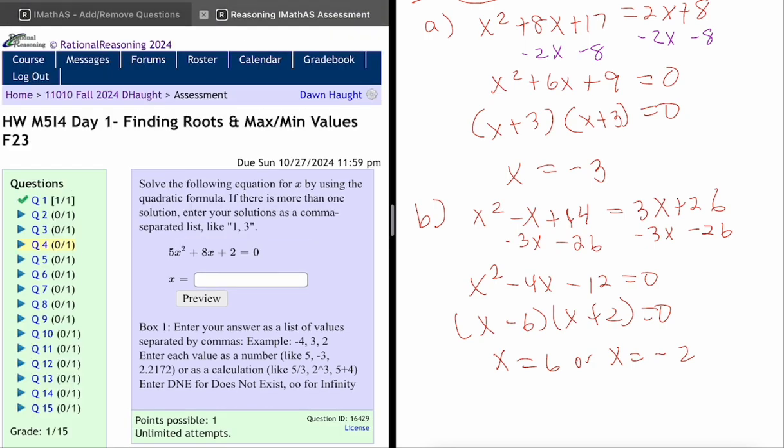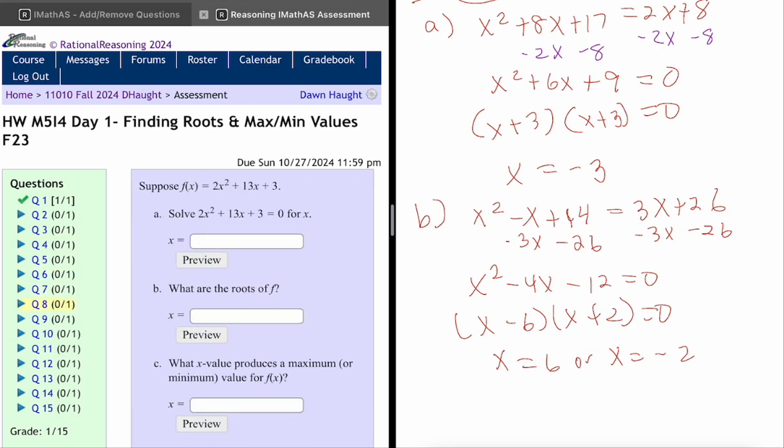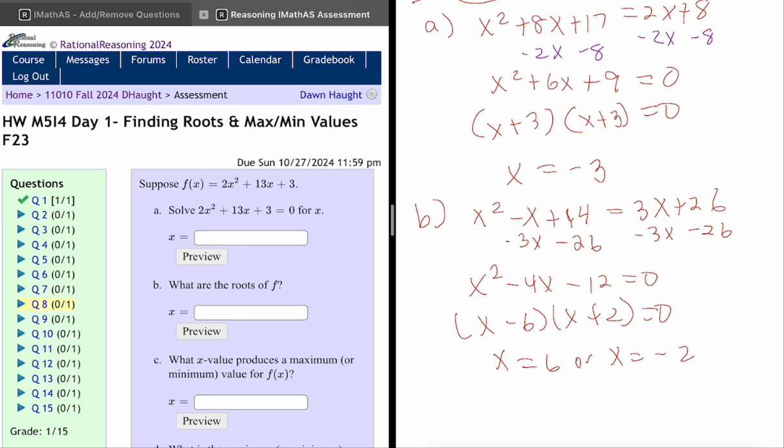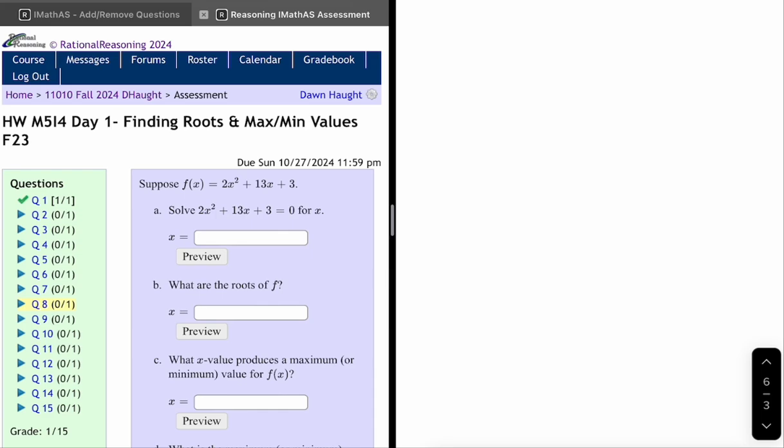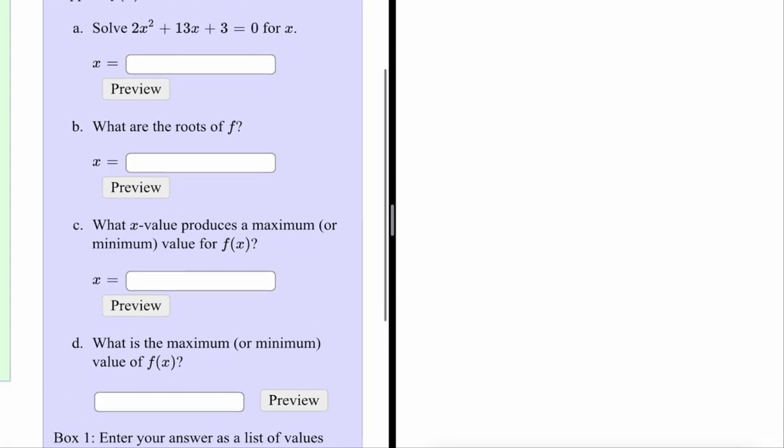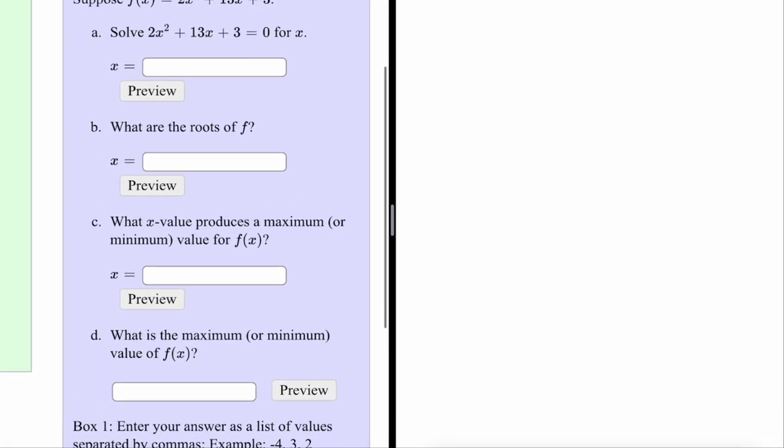So let's try, if there's one that's not factorable, you have to use the quadratic formula. It seems like a lot of these are like that. So let's jump to question 8. Okay, let's jump to question 8 and do that together. And then we'll look at day 2's homework, okay?